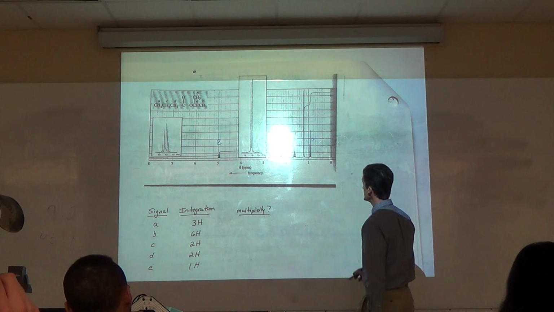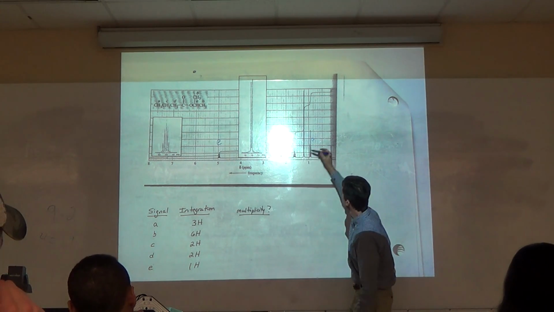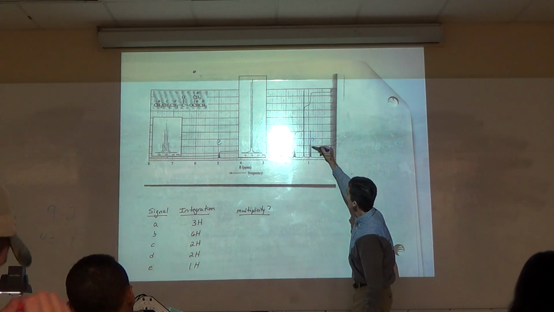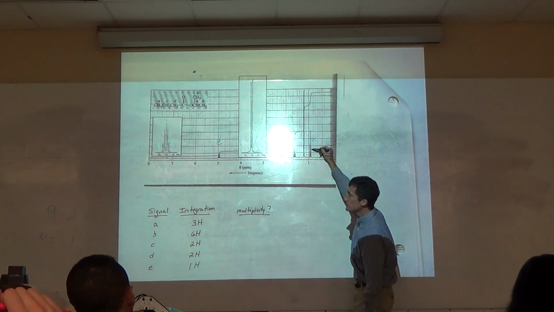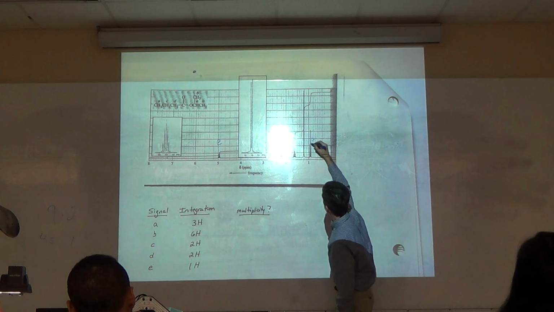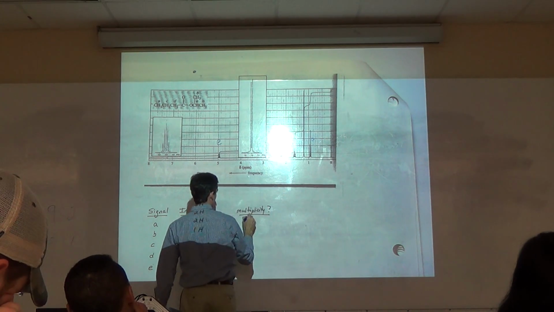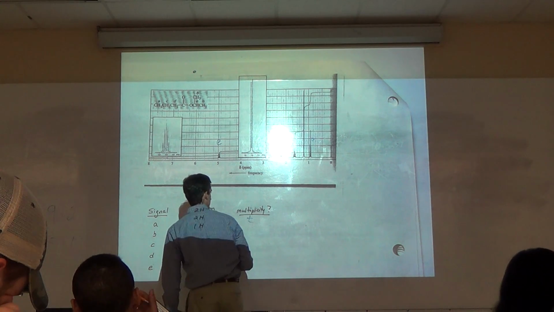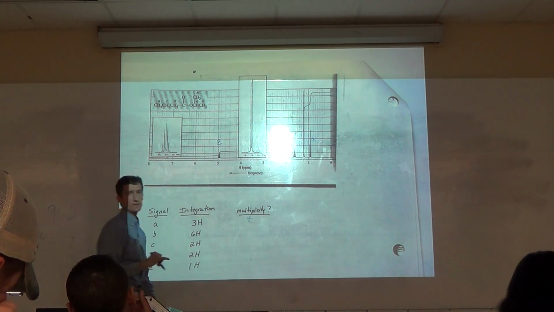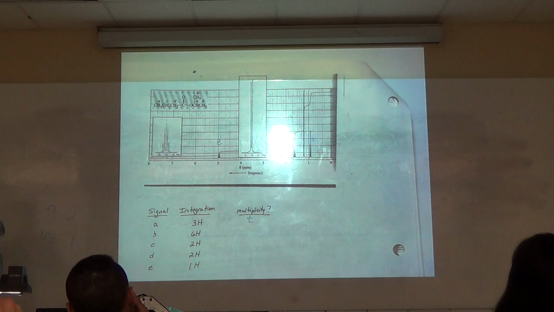All right, and let's do multiplicity. A is first. Is this signal a singlet, doublet, triplet? It's got 3 lines. Can you see them? 1, 2, 3. A is a triplet. I'll write a T like that, curved at the bottom, so it doesn't look like a plus sign.